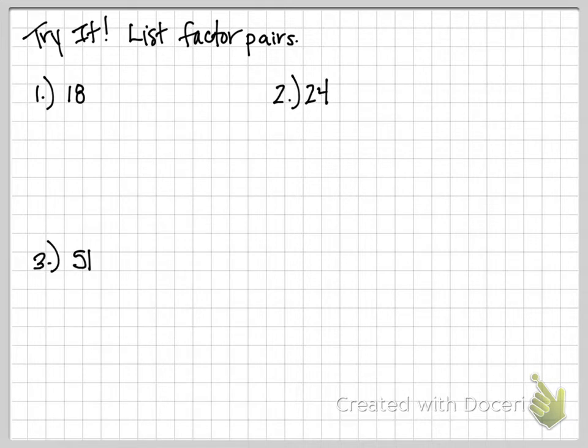I'm going to do number 1 with you. I'm going to bump this back real fast just so that we can do number 1 together. List the factor pairs. The way that you may have seen this done in the past is with the rainbow. Have you seen the rainbow? I'm going to show you it. It shows factor pairs so that you cannot miss any.